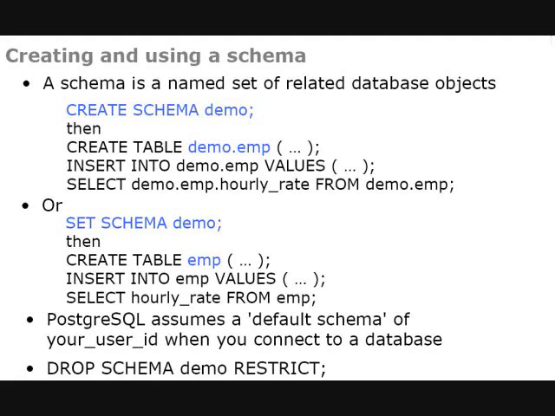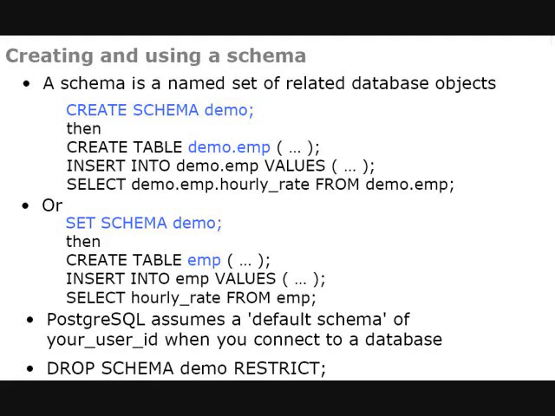Then, once I have a schema, I can associate particular tables with that schema. And to do that, I can say create table demo.emp. So if I qualify the name of the table with the name of the schema, then it's a table created in that particular schema demo. Once I have created a table, I can then insert into that table with the insert command that we just looked at. So I can then say insert into demo.emp a set of values. And once I've inserted, I can select, which is what we learned in the previous lecture.